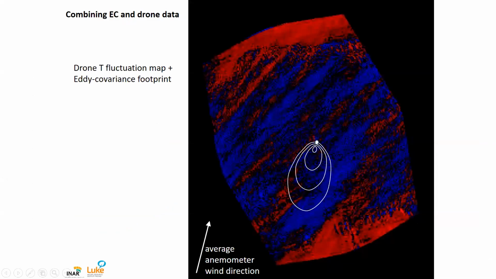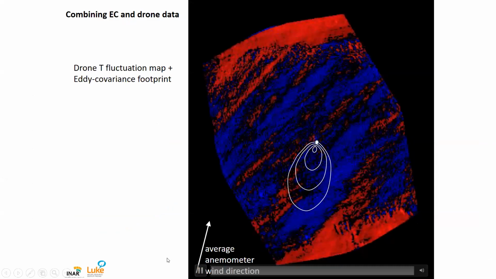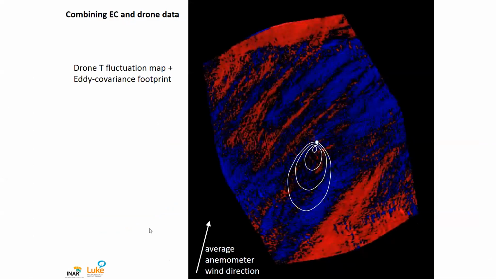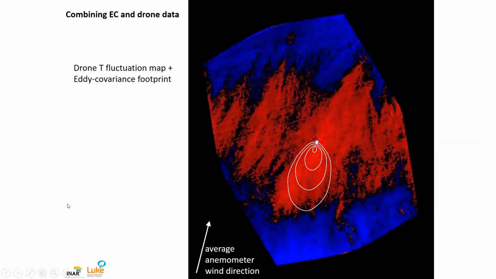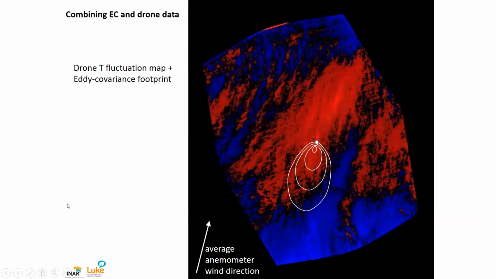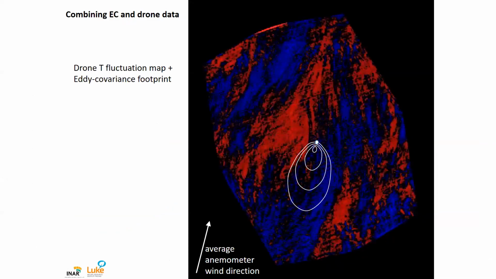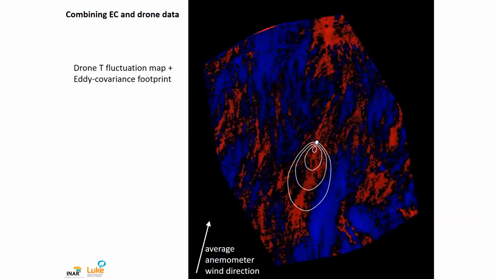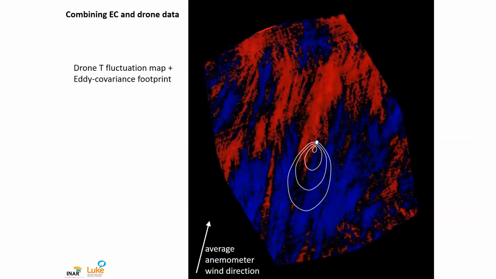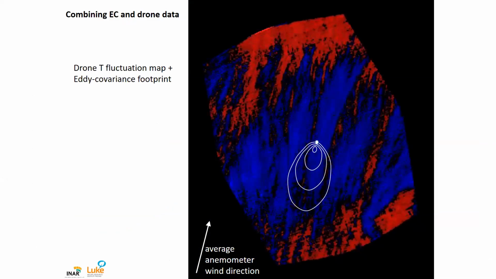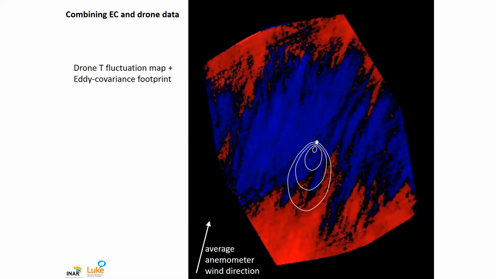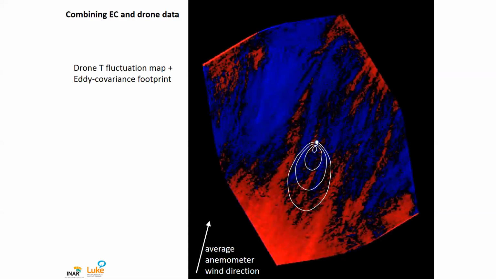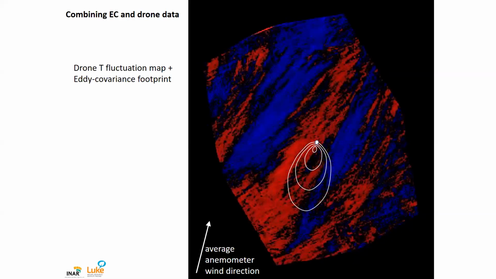So then, of course, voila, I'm able to start this. We can play this as a video. So now we're looking at thermal fluctuations created by the turbulent structures, warm in red and cold in blue. Wind direction, as you can see clearly from here, is from the south. The eddy-covariance footprint shows where we expect to find the match between these data sets.